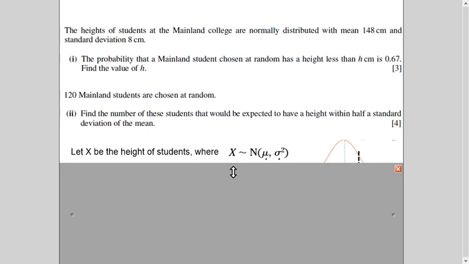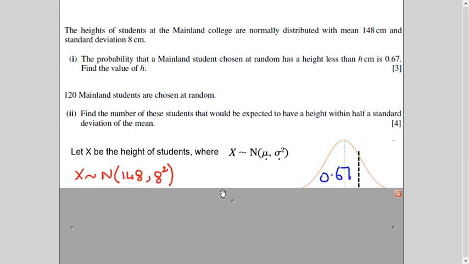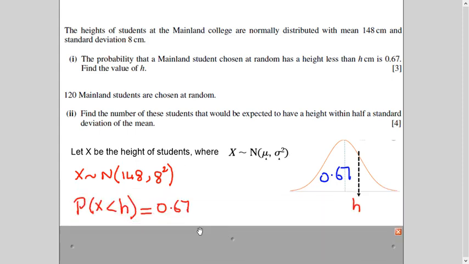Okay. So first of all, we are defining our random variable x, representing the height of students. And it's a normal distribution, so we know the parameters are mu and variance. So we write the normal distribution here with parameters 148 as the mean and 8 as the standard deviation, so variance will be 8 squared. Now the question which was in words, I have written in mathematical notation: the probability of x less than h centimeter is 0.67, or 67%.